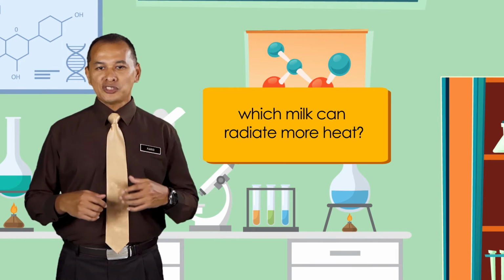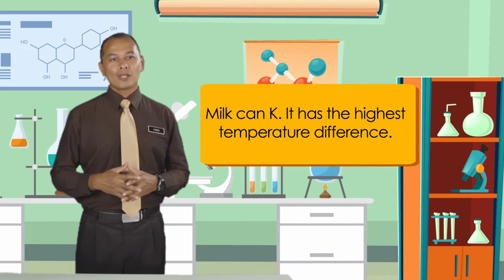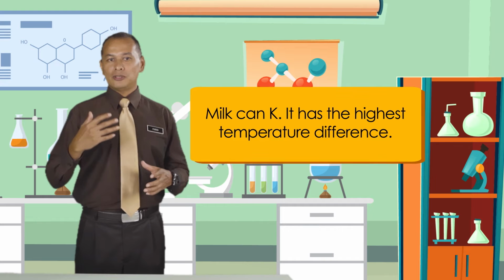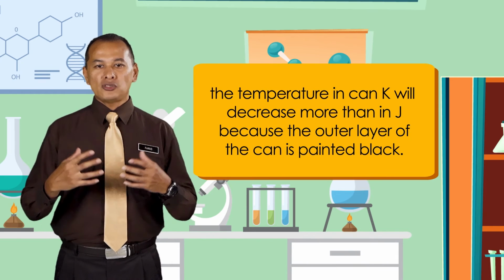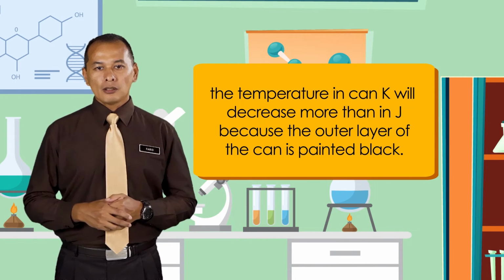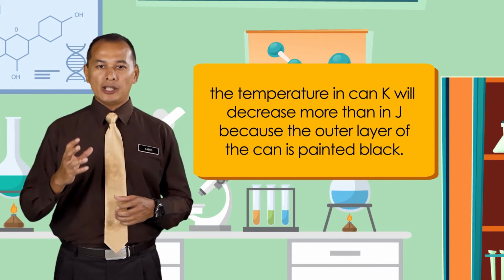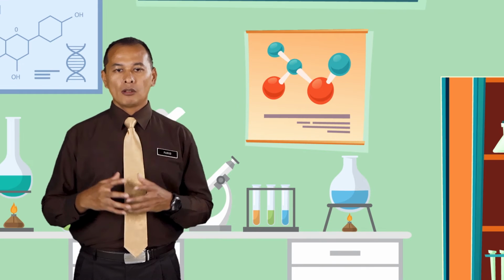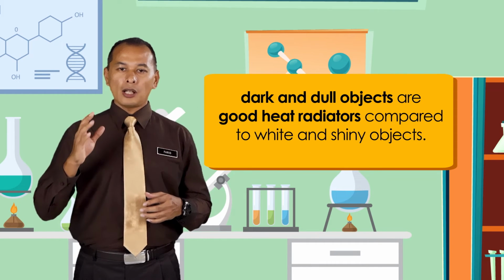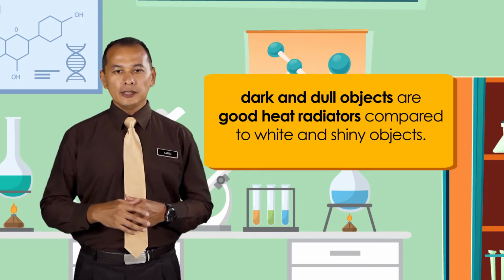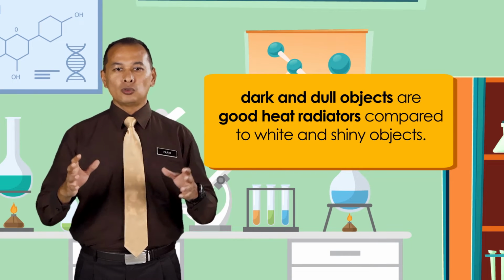So, which can radiate more heat? Yes, it's can K. It has the highest temperature difference. As you can see, after 10 minutes, the temperature in can K will decrease more than in J. This is because the outer layer of the can is painted black. So, dark and dull objects are good heat radiators compared to white and shiny objects.